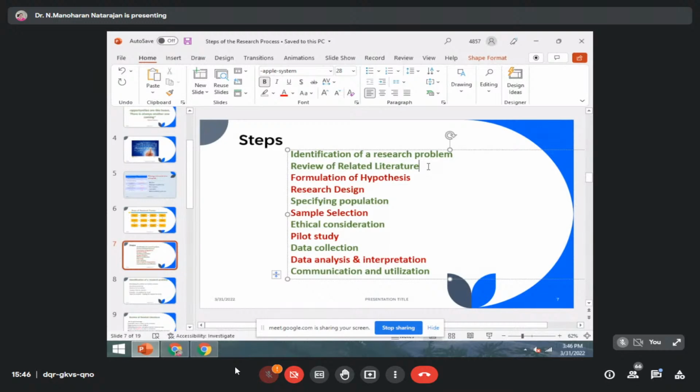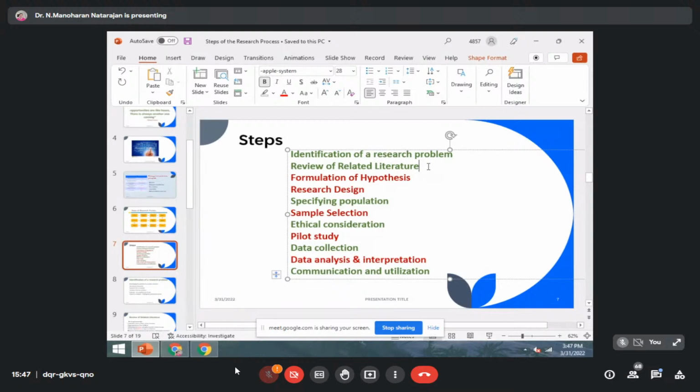Then pilot study, data collection. Data collection has various methods: interview, questionnaire, or nowadays we come across many Google Forms. So many scholars are sending Google Forms. Kindly fill the Google Form so that I can get information about you, and that will be very useful for me to do the research. Like that, they are collecting the information.